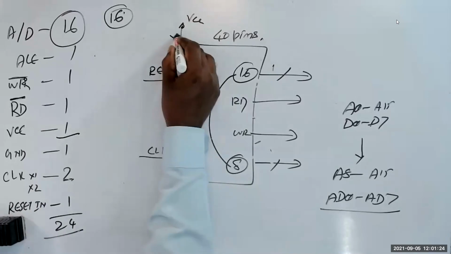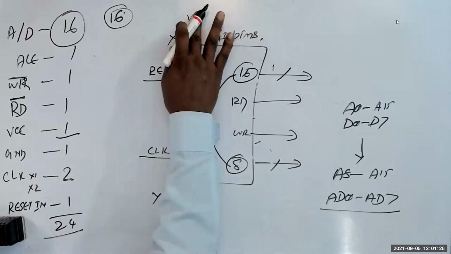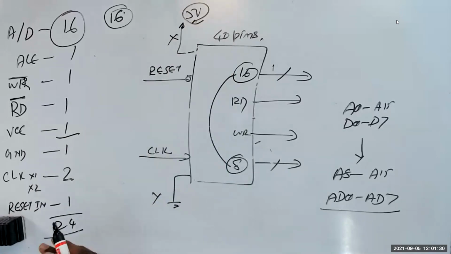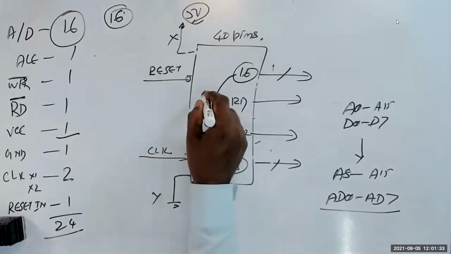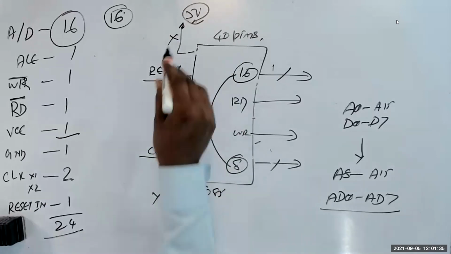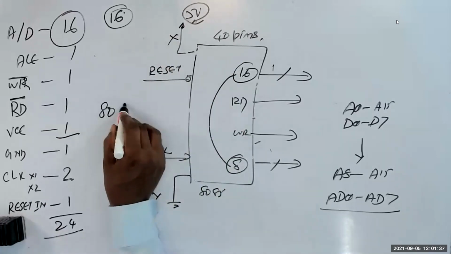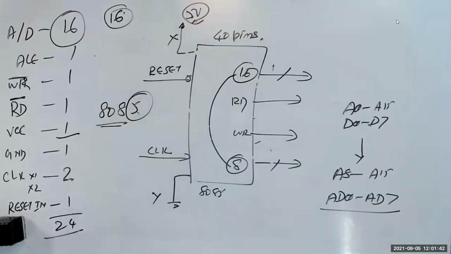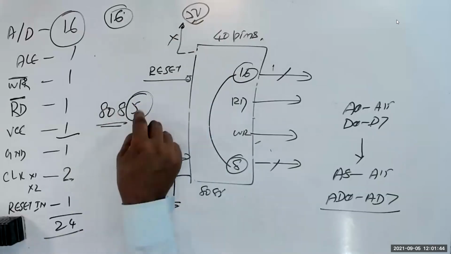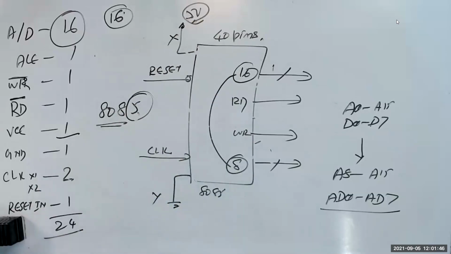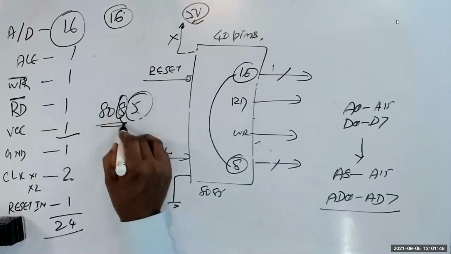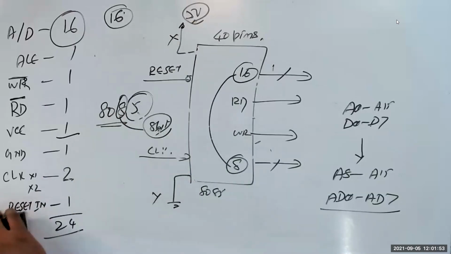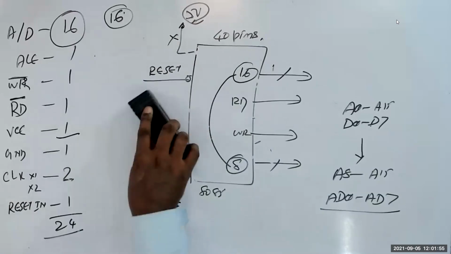Then VCC and ground. Here it is 5 volt. Normal microprocessors can be any voltage, but in 8085, this is 5 volt. That's why it is also called 8085. The 5 in 8085 represents the 5 volt. That's another name. This 8 represents the 8-bit microprocessor.